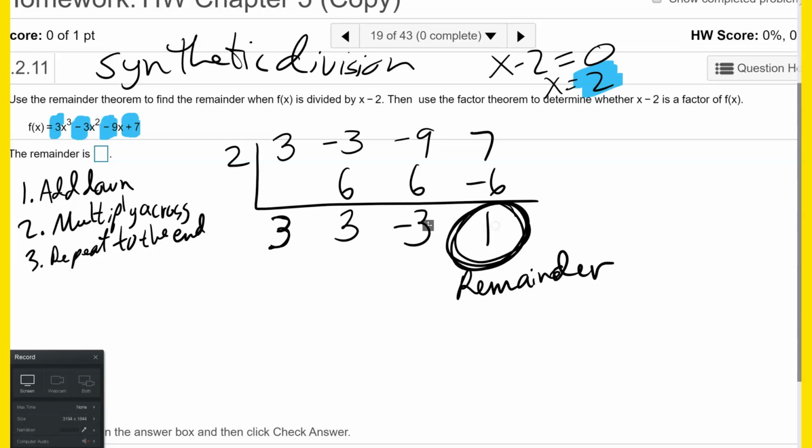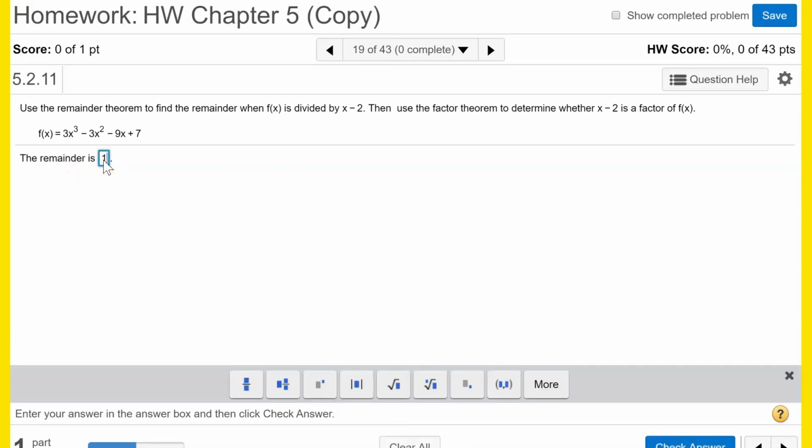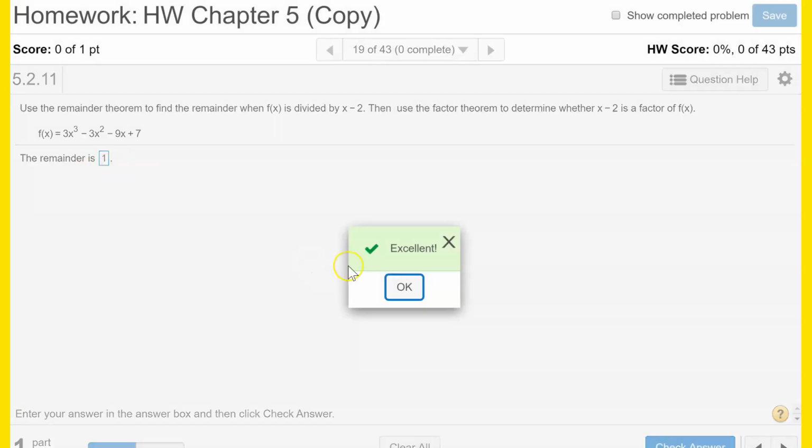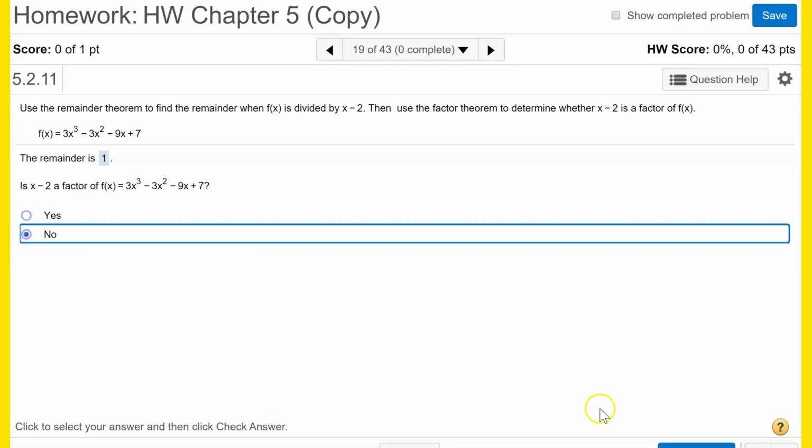Back in our good old long division days, if you divide 8 by 4, you get 2 with no remainder. But if you divide 9 by 4, you get 2 with a remainder of 1, because 4 is a factor of 8 but not a factor of 9. So if you get anything but 0 here, then it's not a factor. Let's go to this question and type in the answer. The remainder in our case was 1. And that means, is x minus 2 a factor? It is not. We're going to answer no to that.